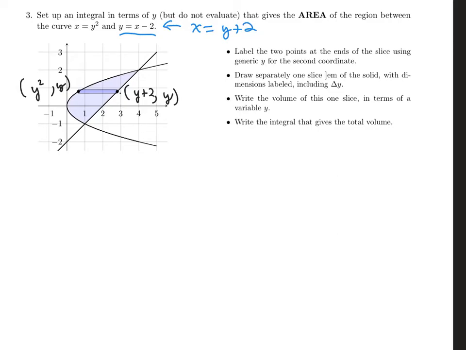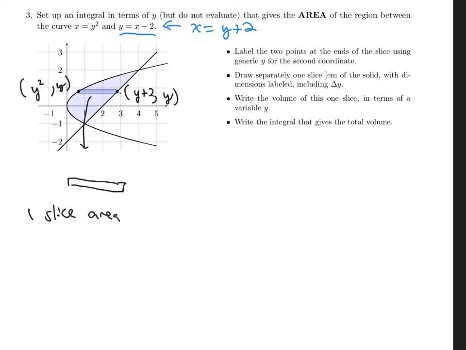Drawing separately the slice is not all that interesting because it doesn't really look any different. This is the slice. And the only reason I'm asking you to draw it is so that we get in the habit of drawing one piece by itself, but it's really more useful for the three-dimensional problems.